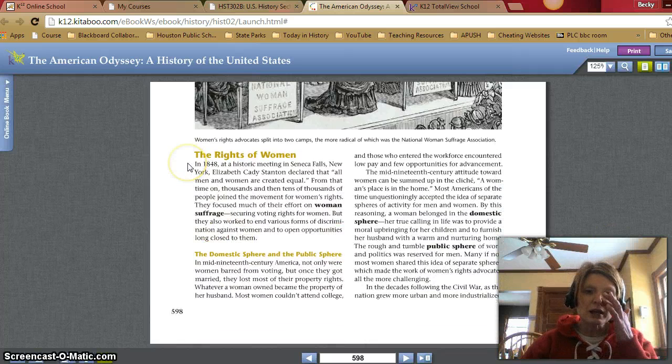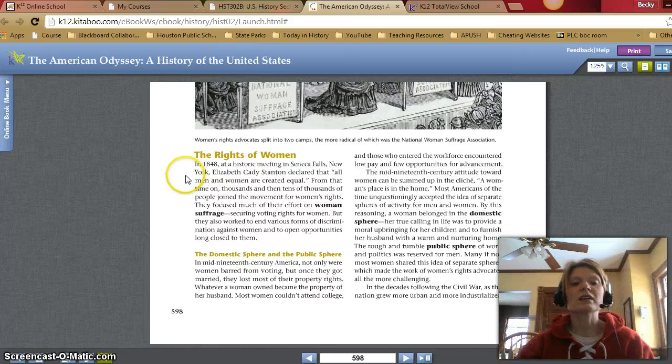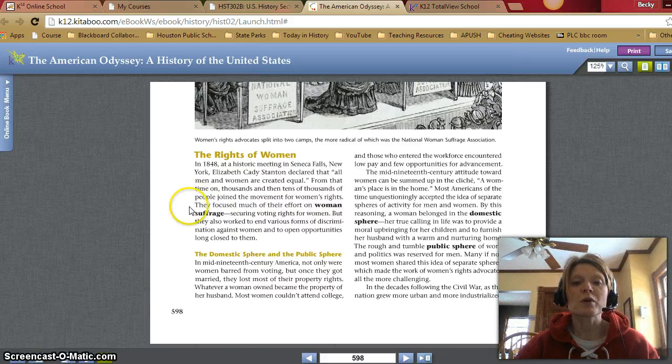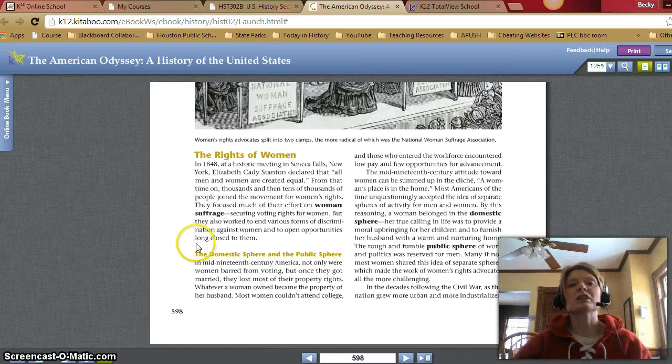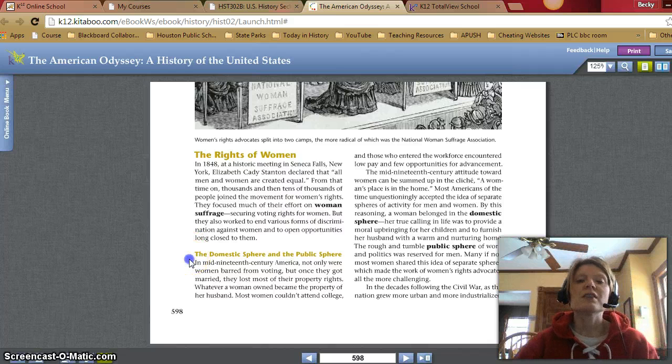In 1848, at a historic meeting in Seneca Falls, New York, Elizabeth Cady Stanton declared that all women and men are created equal. From that time on, thousands and then tens of thousands of people joined the movement for women's rights. They focused much of their attention on women's suffrage, securing voting rights for women. But they also worked to end various forms of discrimination against women and to open opportunities long closed to them. The domestic and the public sphere.